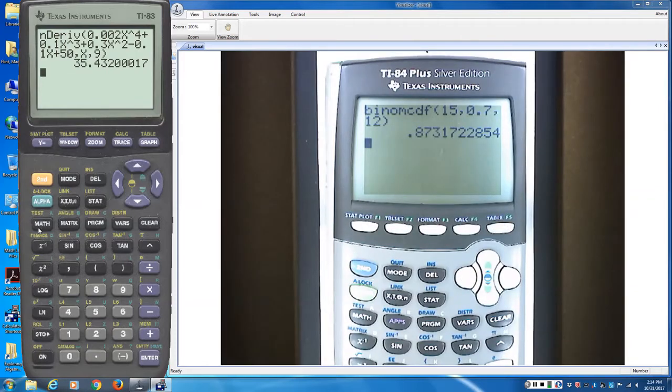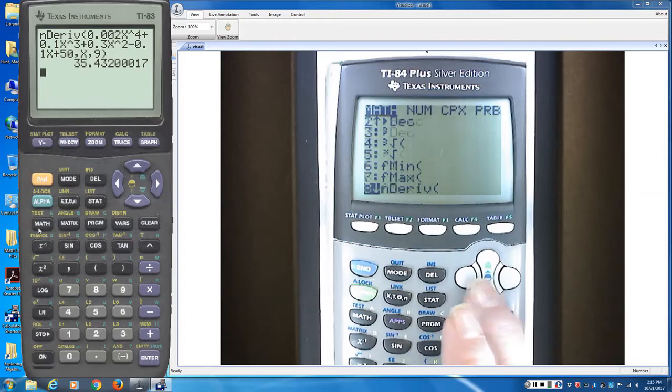Can everybody read that okay? Not that you're supposed to know what that means, just can you read it? Let me clear off the screen. We're going to do exactly the same thing. We're going to hit Math, go down and select number 8, or just press the number 8.